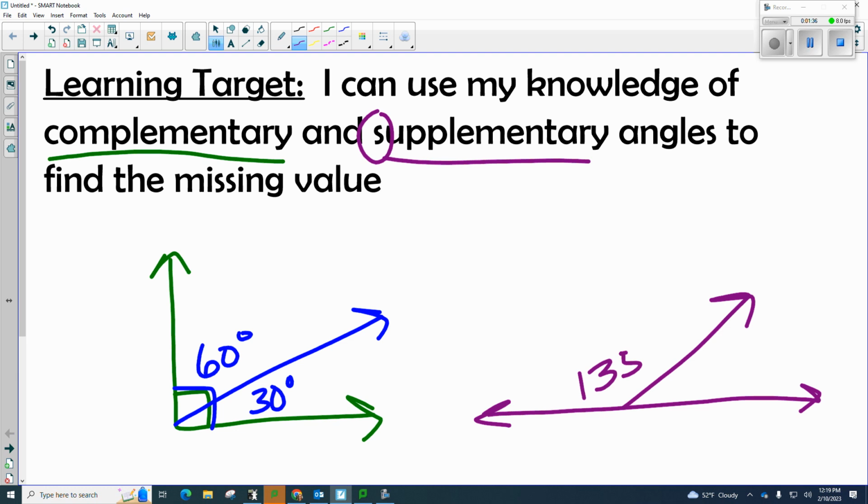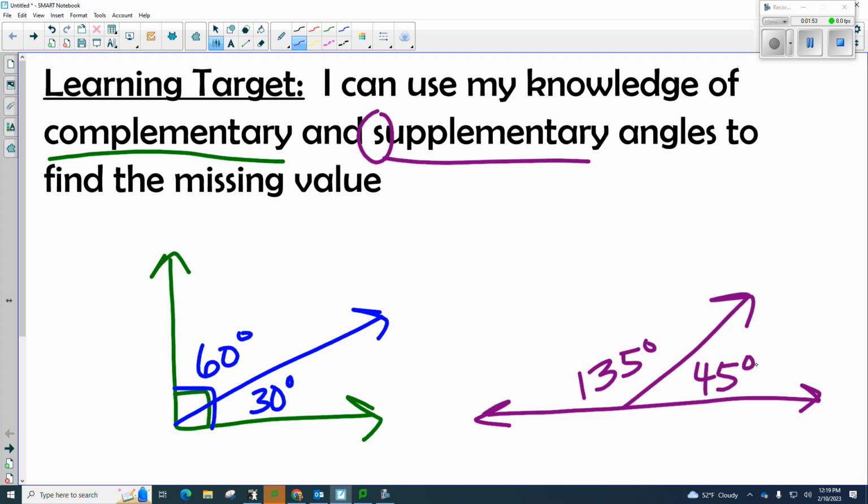So let's say I split this up like this, and maybe I know this angle over here is 135 degrees. What would the other angle be? Well, I know they have to add up to 180, so I'd subtract 135 from 180, and that would leave me with 45 degrees. So those angles are supplementary.